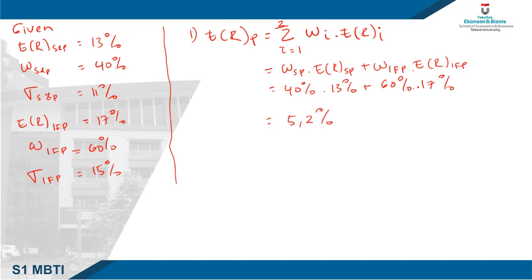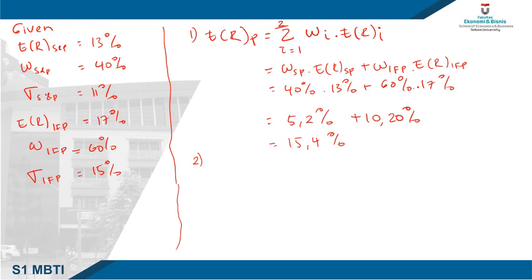So that's 5.2. Then 60 times 17 is 1020, so this is 10.20%. That will give you 15.4%. So this is the expected return of the portfolio.